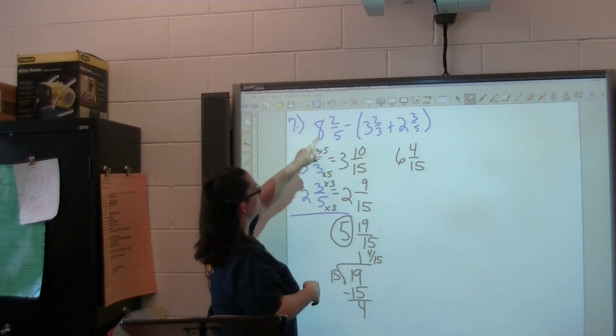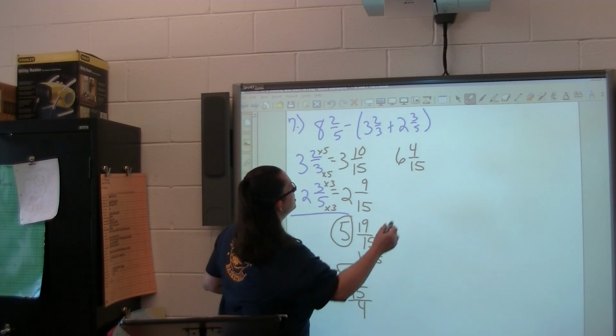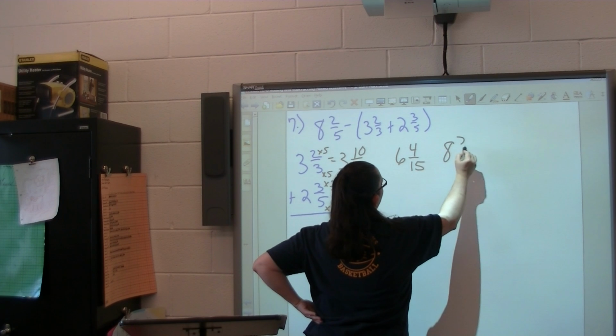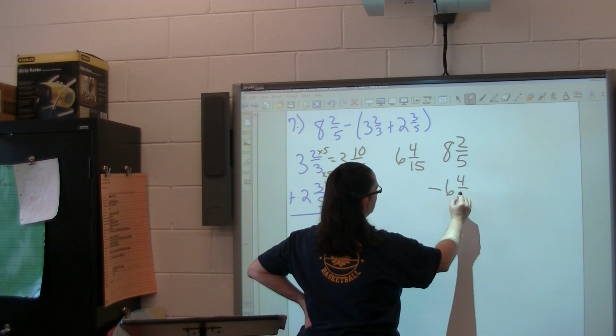Now what do we need to do? We need to use 8 2/5 and subtract this number. So you're going to want to put 8 2/5 on the top, and we're going to subtract 6 4/15.